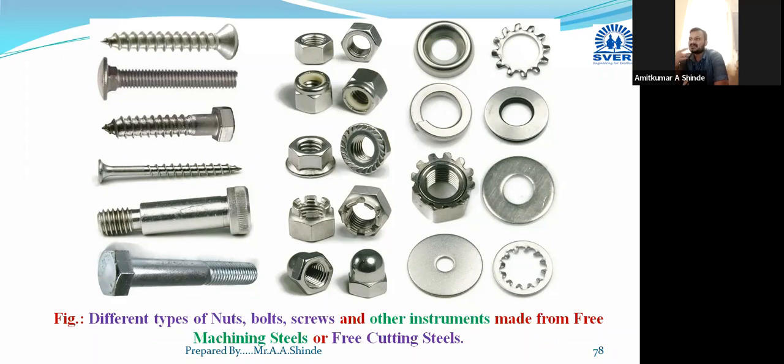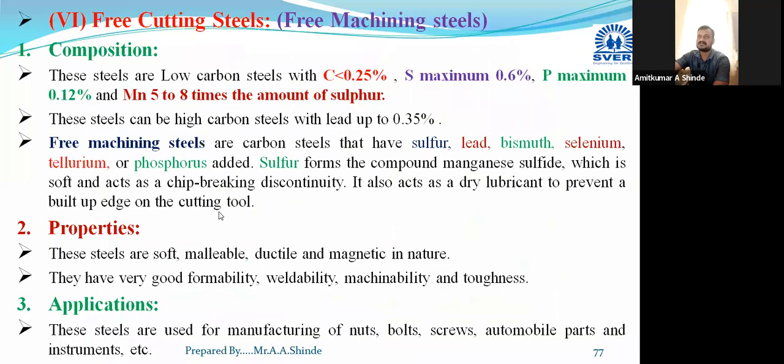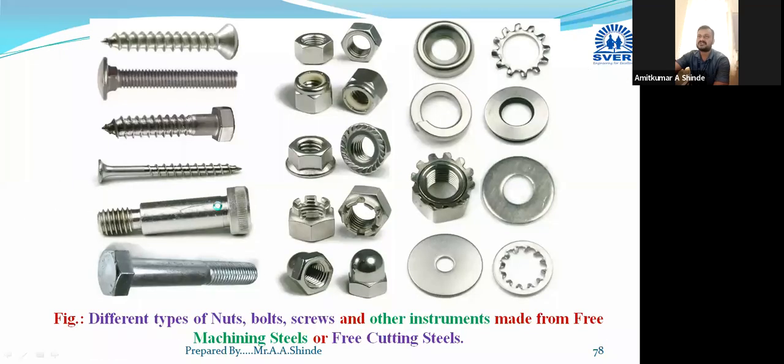Okay, and some other small components are highlighted here that are useful in the automobile field. These are all manufactured with the help of free cutting steel, or free machining steel. So this is free cutting steel or free machining steel.